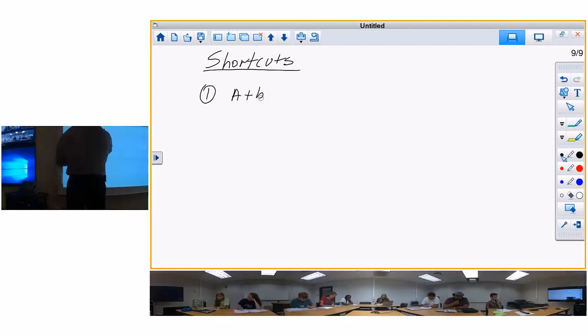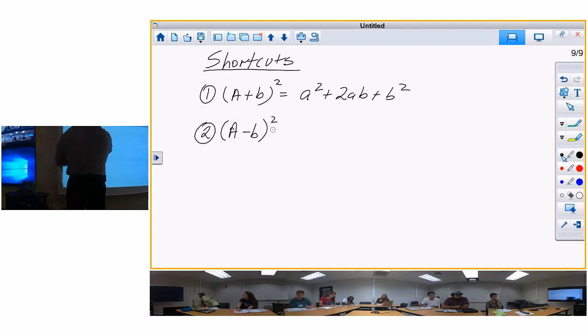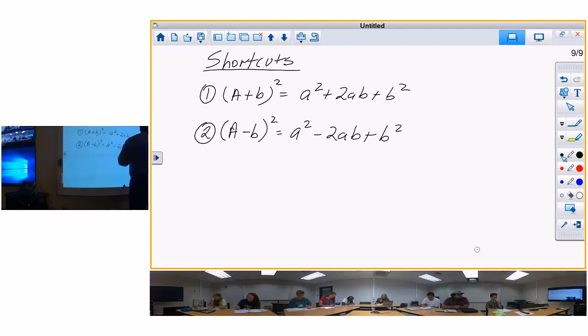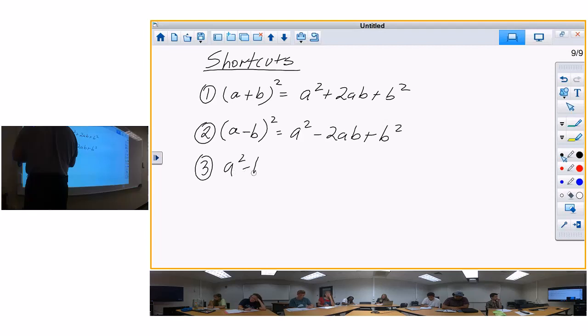A plus B, quantity squared, is equal to A squared plus 2AB plus B squared. 2. A minus B, quantity squared, is equal to A squared minus 2AB plus B squared. And I've got an error here. I need to make them lowercase, because you have to stick with one case because of your sciences. There we go. 3. A squared minus B squared is equal to A plus B times A minus B.